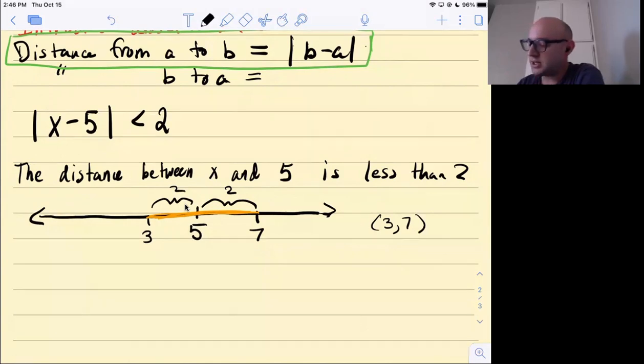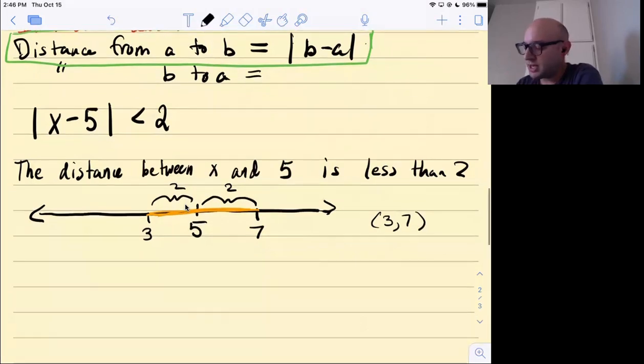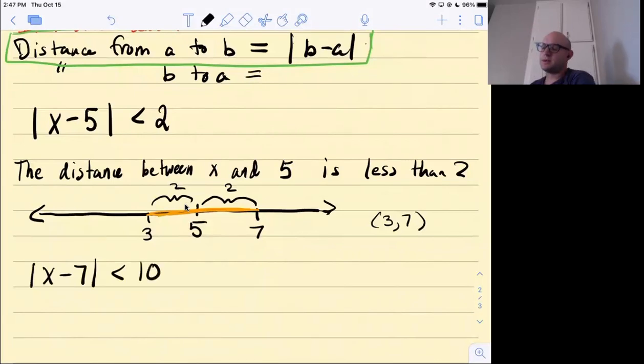So let's do another one. How about this one? The absolute value of X minus 7 is less than 10. So think about it a little bit. Make sure you write the English sentence. So please message me the sentence. And then also, once you do that, draw it out and then message me the interval that you got.